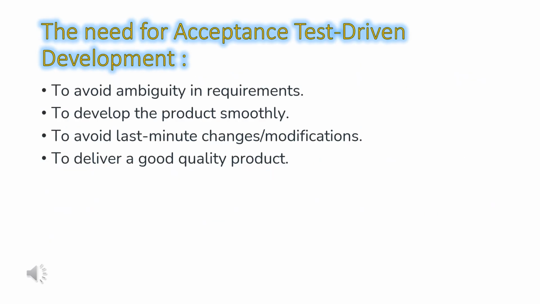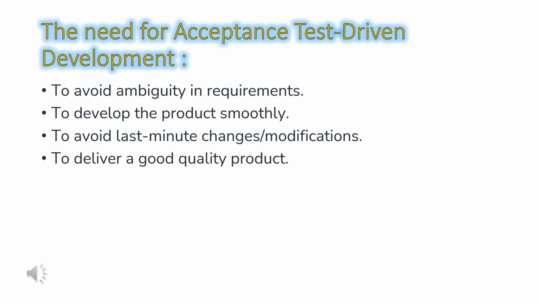So what is the need for acceptance test-driven development? Even if there is no acceptance test-driven development, software is developed, right? Of course it is true, we can develop software without it also. But why we go for it is to avoid ambiguity in the requirements. The requirement should be very clear and in good shape. Then only can we easily go on developing a product and testing that product. For that we need clear requirements.